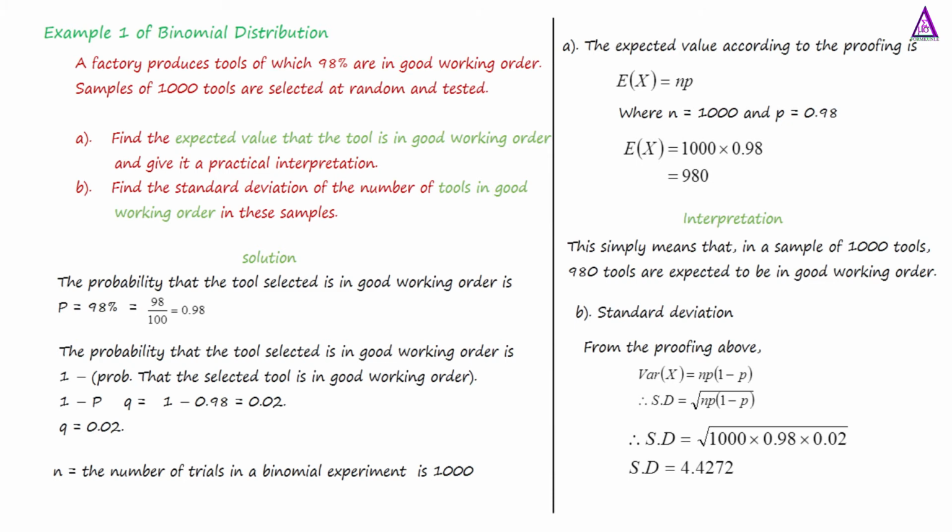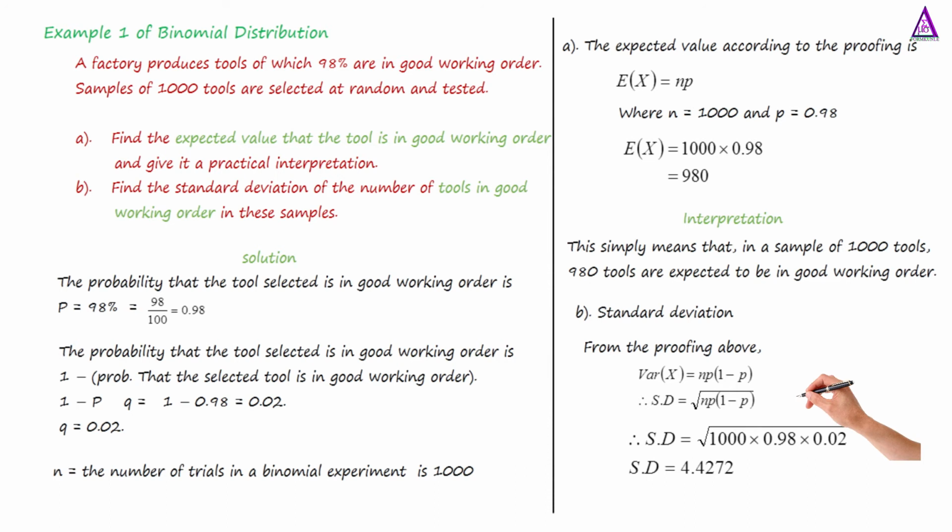Solution to question A. The expected value, according to the proof, is E(X) = np, where n equals 1000 and p equals 0.98. Therefore, the expected value is 980. Interpretation: this simply means that in a sample of 1000 tools, 980 tools are expected to be in good working order.